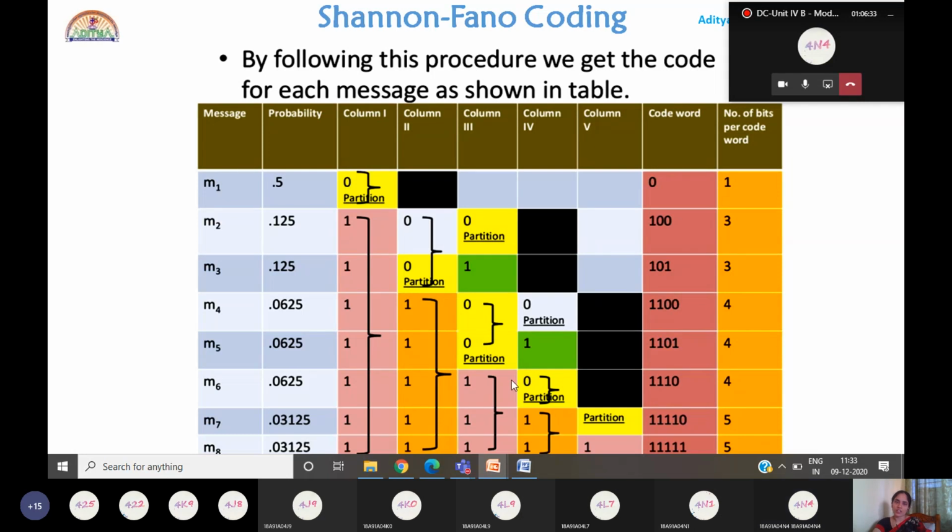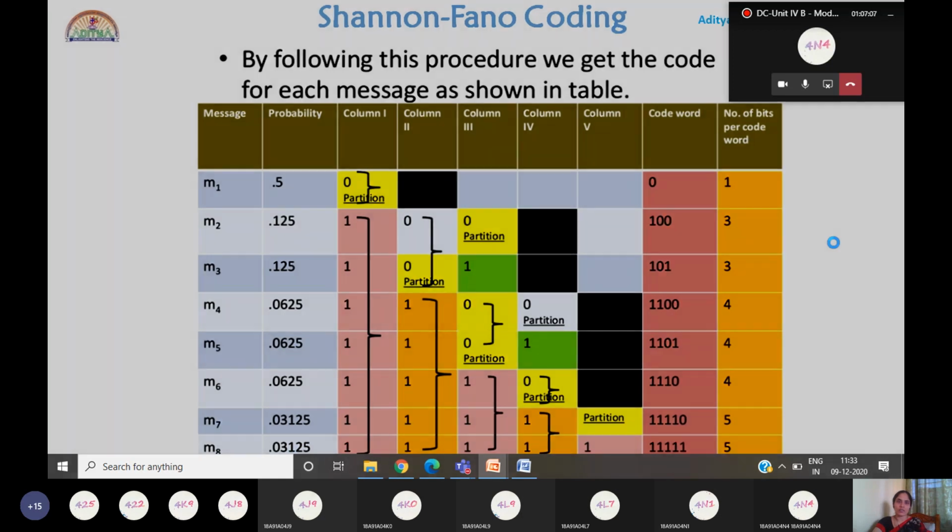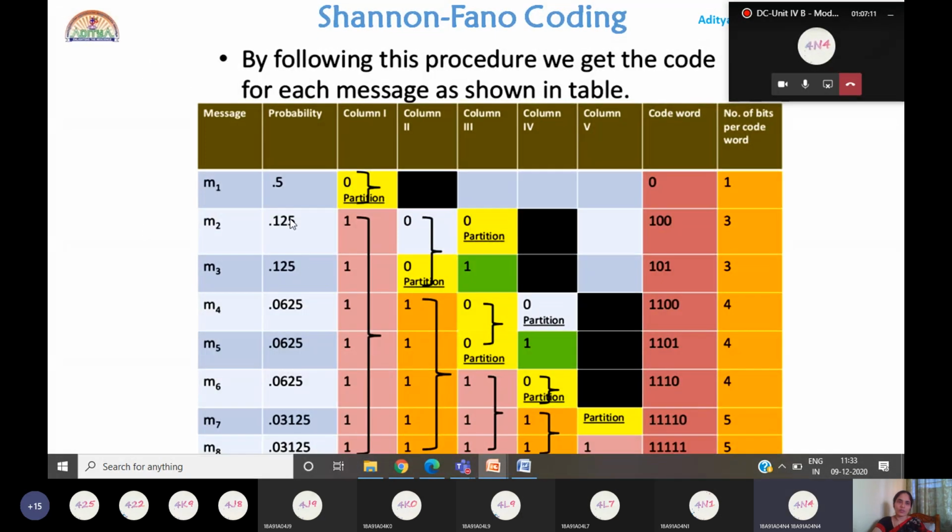Will the efficiency change or not? Let us look at the initial partition. For example, instead of 0.5 here, suppose it is 0.6 or 0.4. Then you will partition M1 as one subset and M2 to M8 as another subset. Another student may partition as M1, M2 as one subset and M3 to M8 as another subset. So during the encoding process there are many partitioning possibilities, right? This is the main drawback of the Shannon Fano encoding process.